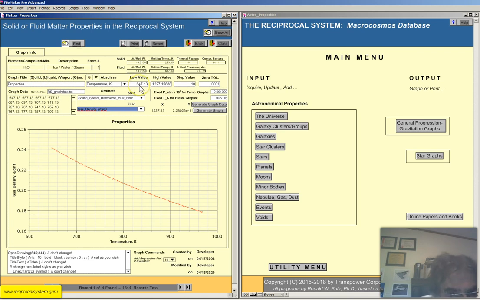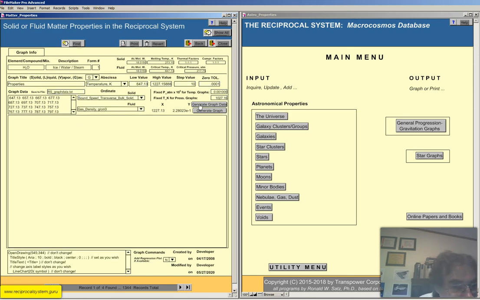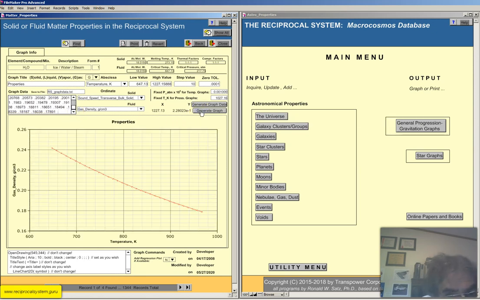So here we're going from 647.13 here to 1227 here. Step value of 10. And let's regenerate the data. Okay, it's been regenerated. You see the temperatures were first, and then the density. Okay, and generate the graph.